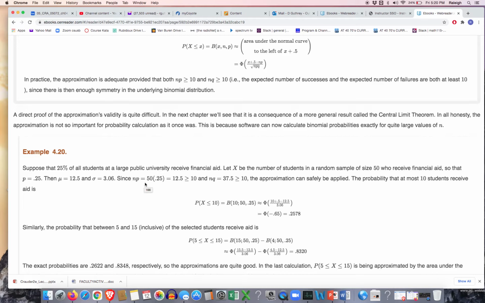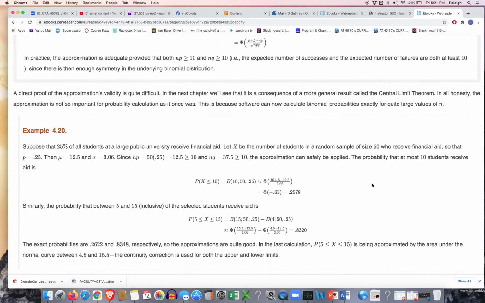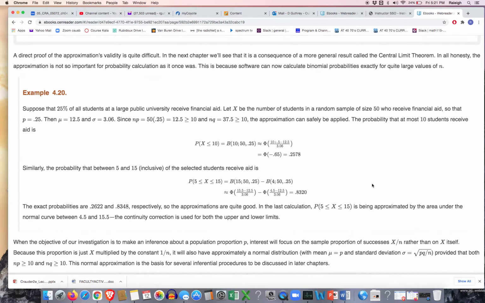But np, which was the mean, we've already done that one, and it's greater than 10. Good news. And nq, well, I would just do the smaller one. If the smaller one is greater than 10, unless p and q are equal, of course, p being the smaller one, then that guarantees that q will be larger and nq will have to be larger. So if the smaller one got over the line, of course the bigger one will. An approximation can safely be applied, and so they go ahead and do that.